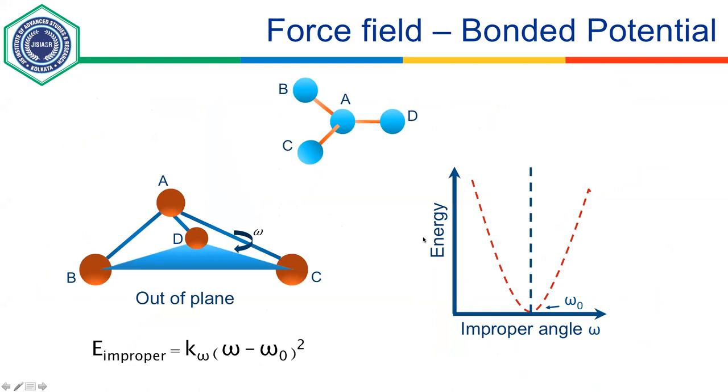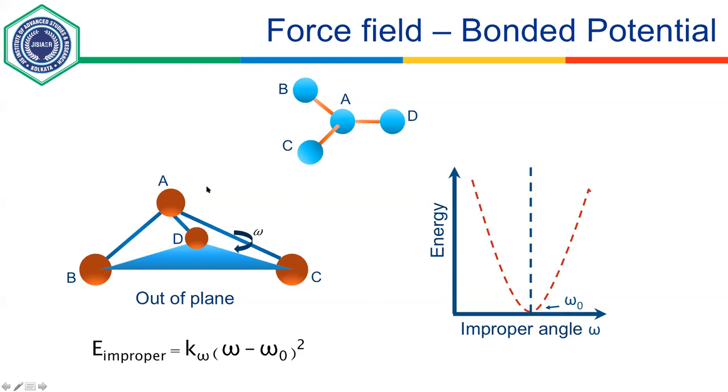Okay, so the next contribution is the improper angle. What is that? It is the angle due to the out of plane arrangement of one atom among four. So we need four atoms, and among these four atoms, one should be out of plane. What I drew here, B, C, and D are in plane, and A is out of the plane. The equation is also like Hooke's law, and this is how it deviates from the reference or equilibrium value.